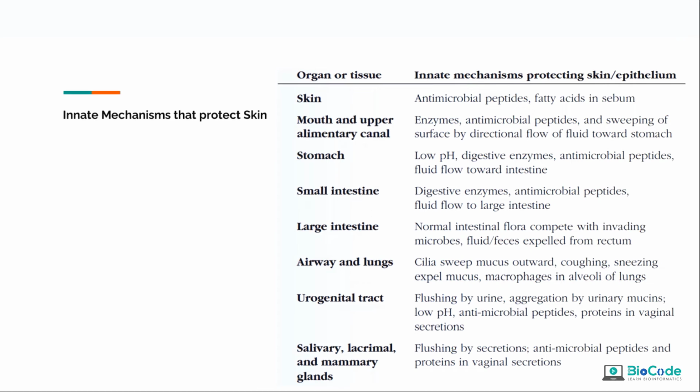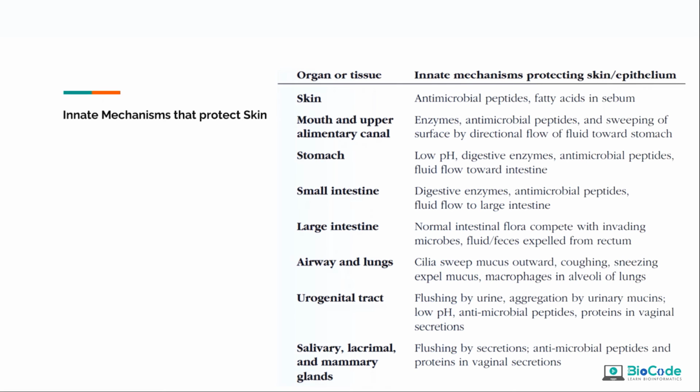Now, here are different innate mechanisms that protect the skin. If we look at the organs or tissues and the innate mechanisms by which they are protected, first we have skin. It produces antimicrobial peptides and fatty acids in sebum. In our mouth and upper alimentary canal, enzymes, antimicrobial peptides, and sweeping of the surface by directional flow of fluid towards the stomach prevent the pathogens from causing disease.